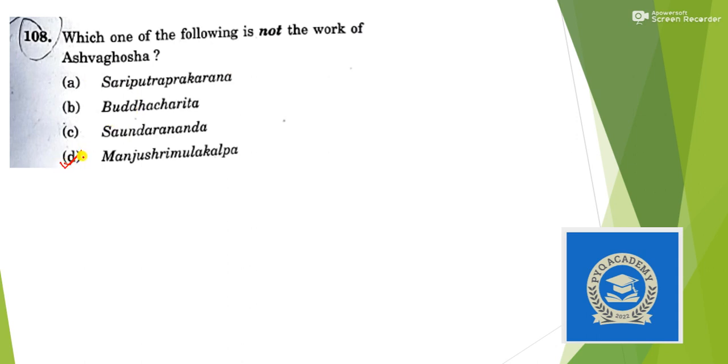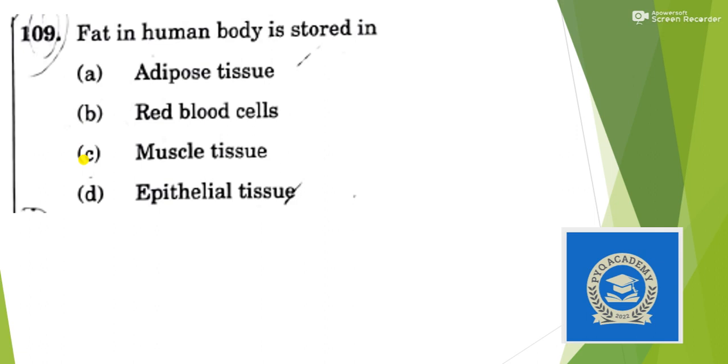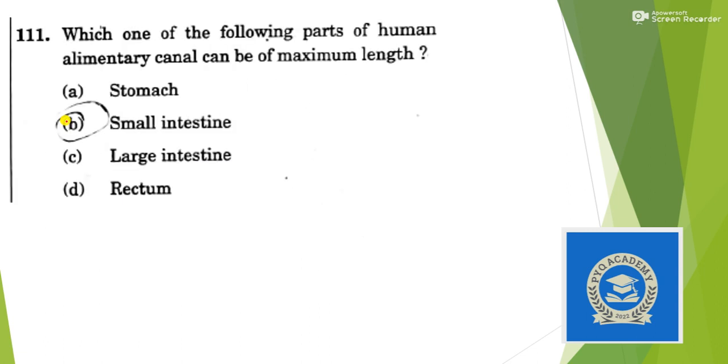Next, fat in the human body is stored as adipose tissue, 109 A. Then which of the following is a feature of the membrane? So the answer should be option A, bilayer of phospholipid molecules in which proteins and cholesterol are embedded. So for 111, which of the following parts of the human alimentary canal has the maximum length? So small intestine, option B.